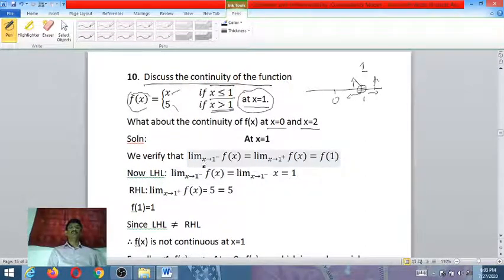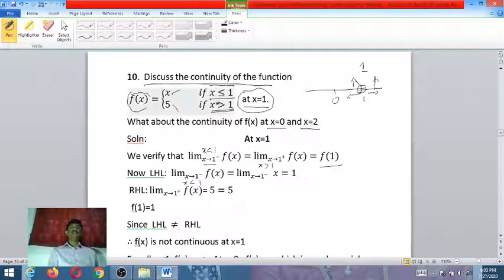Look at it. The left hand limit, f of x as x tends to 1 minus, means it is always x less than 1. The right hand limit, f of x as x tends to 1 plus, means x is greater than 1. Everything must be equal to f of 1. Now let us take the left hand limit. That means the limit of f of x as x tends to 1 minus, that is x less than 1.